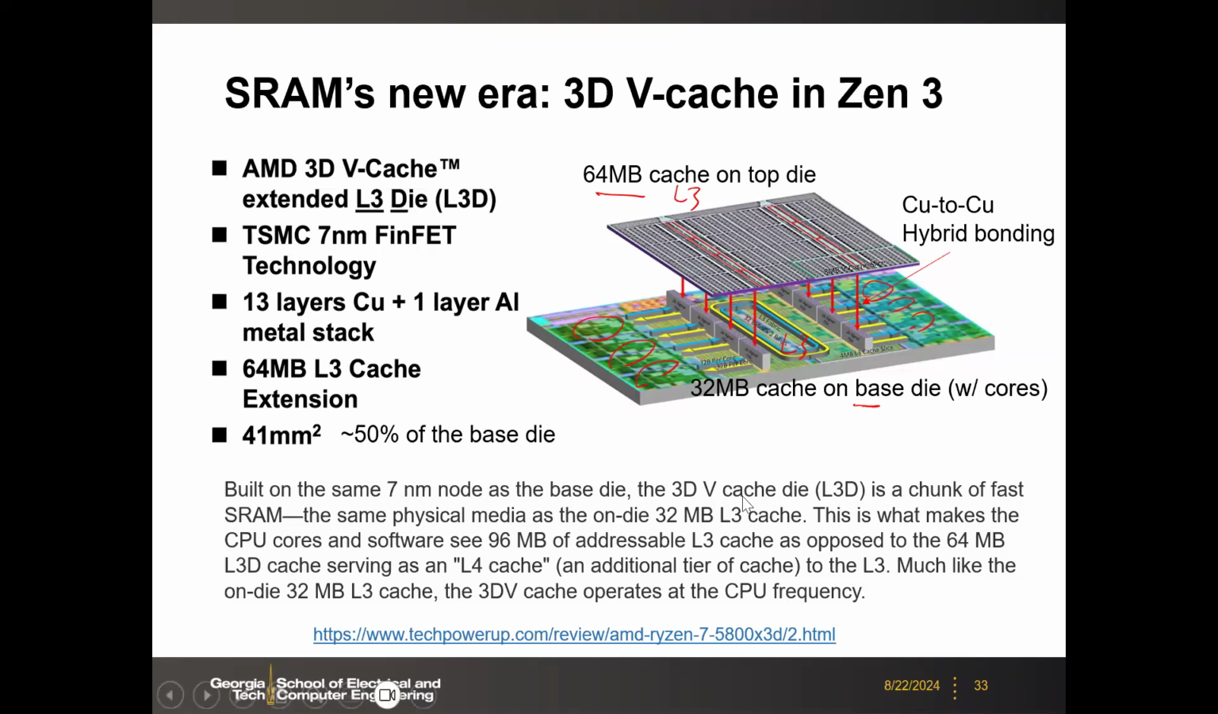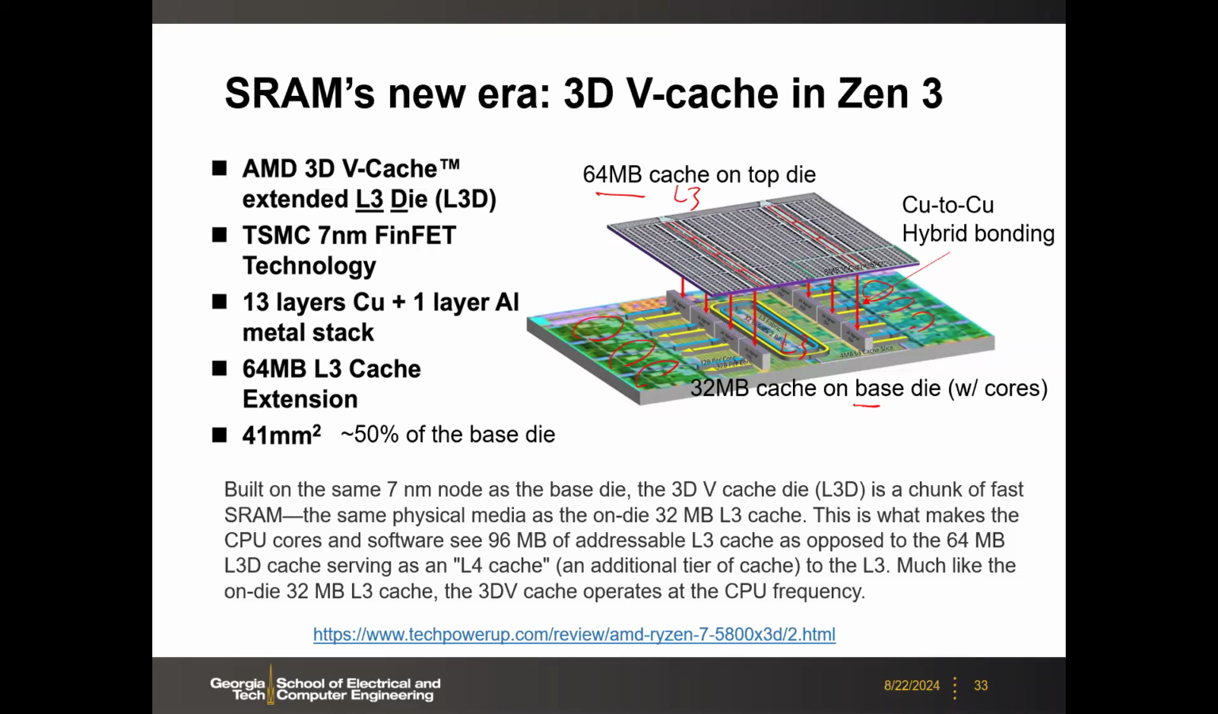So this is the new trend for the SRAM cache. As you can see, 3D integration will continue Moore's law scaling, right? If 2D scaling ever stops, then you have to utilize the third dimension to stack more and more transistors. So any questions here?